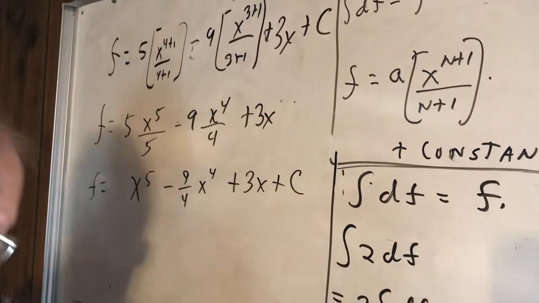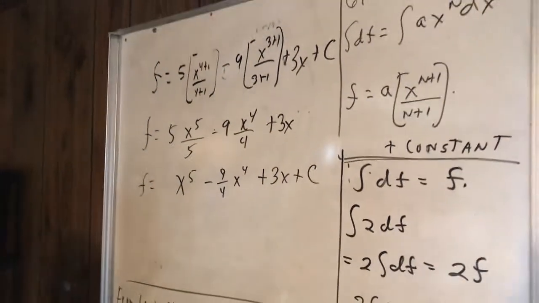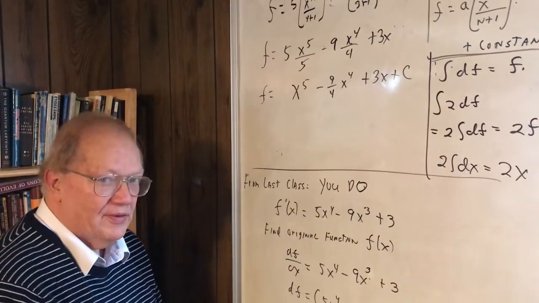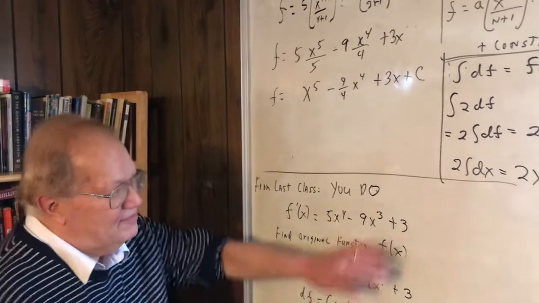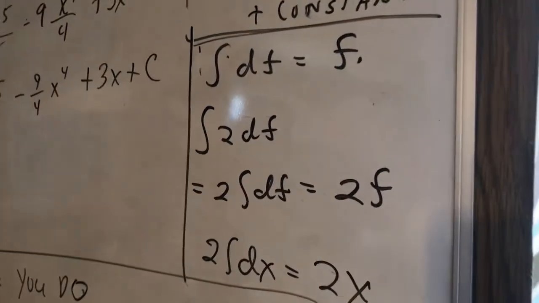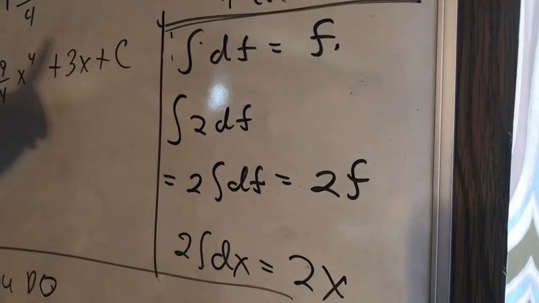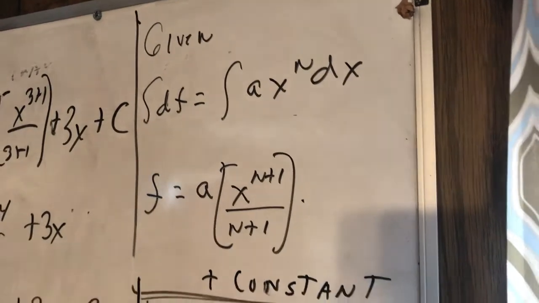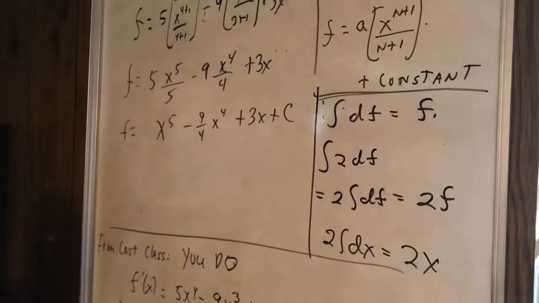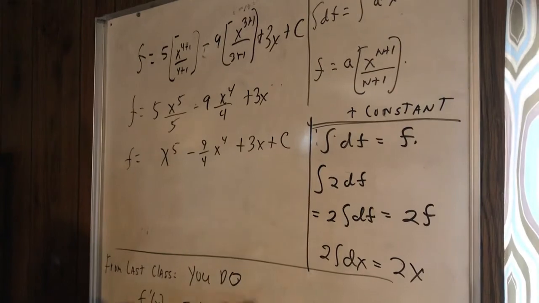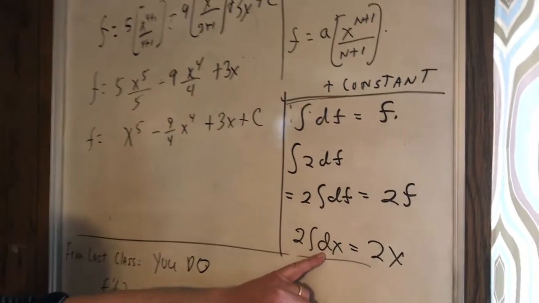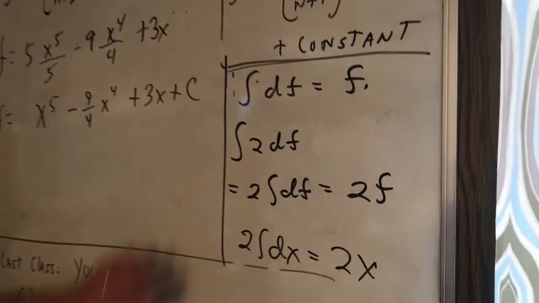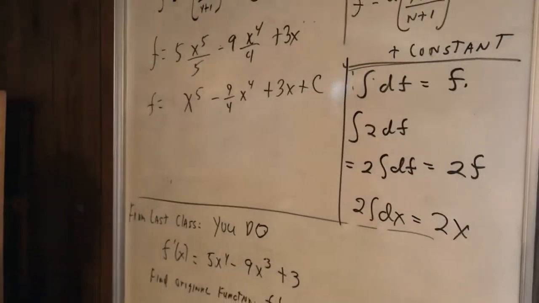Because the power rule still works. You start with x to the 0 power. Just follow these rules. That's the general rule. Any integral of a differential multiplied by a constant is just the same thing. Here, 2 integral dx is 2x. 2 integral df is 2f. Same thing, just like the integral df was f. Okay, so that's your answer.